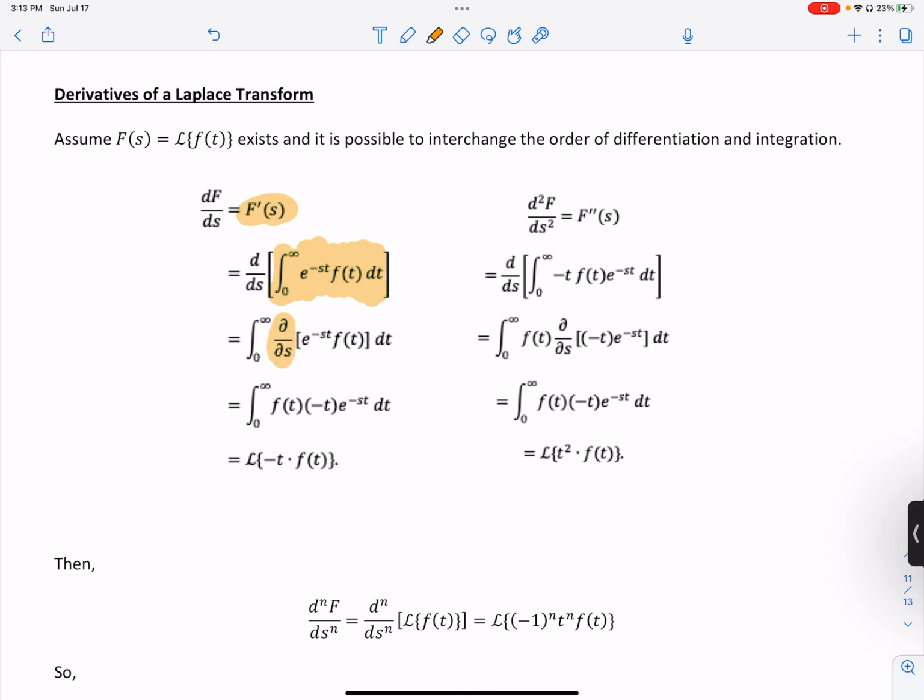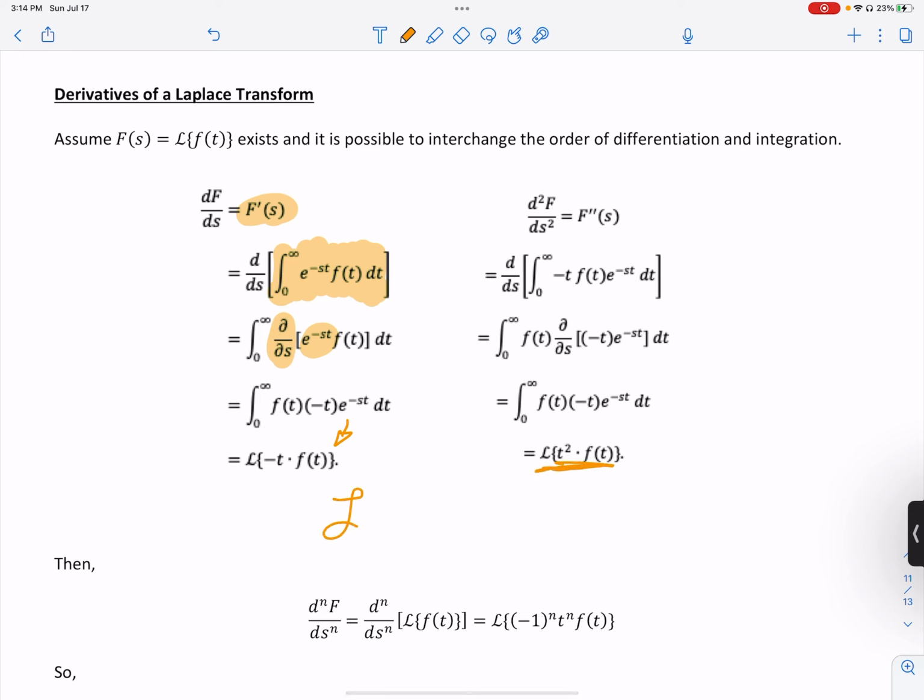If we take the derivative now of that inside, e to the negative st, and this isn't even in s, right? In terms of s, it's just t, so I don't even take the derivative. It's a constant if it's a partial. But the derivative of e to the negative st, the negative t comes down, and I get e to the negative st. If I work this out now from here to here, that's what we get. So for the first derivative, we get negative t times f of t. If I follow the same logic, we get here, positive t squared times f of t.